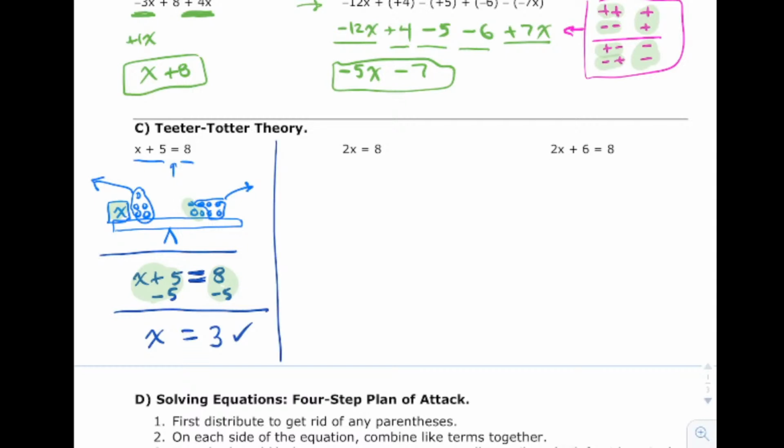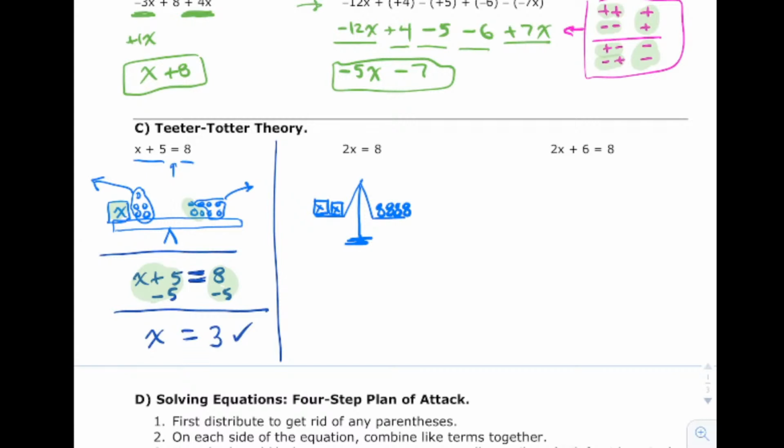This one's kind of similar. I'm going to use an actual balance this time. Something like this, so it looks like an actual balance. So over here I got not 1x, but 2x. That's kind of like saying I have 2 of these bags. Right? I got 2 of these mystery sacks or whatever. Over here I've got 8 of these pound weights. Okay, and that's in balance.